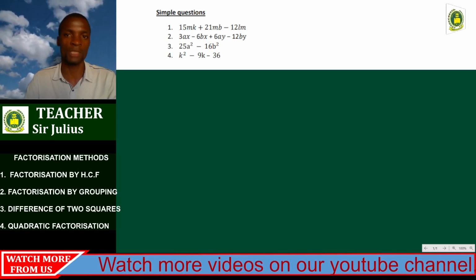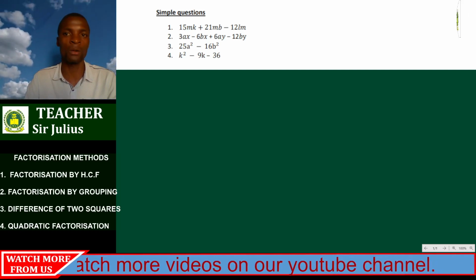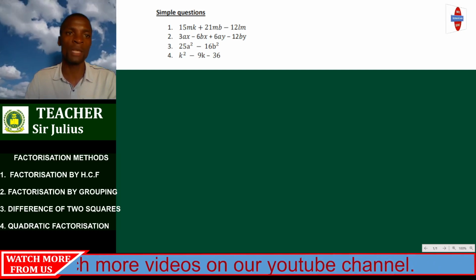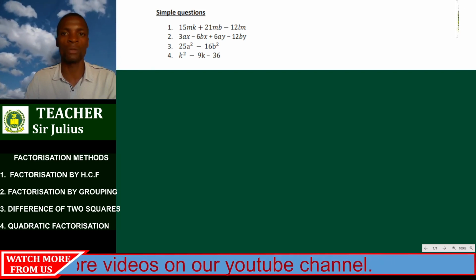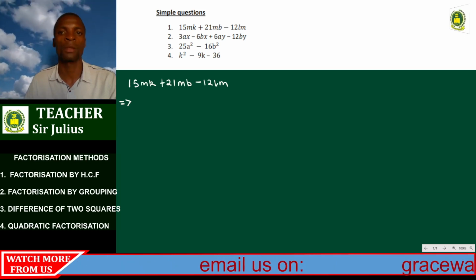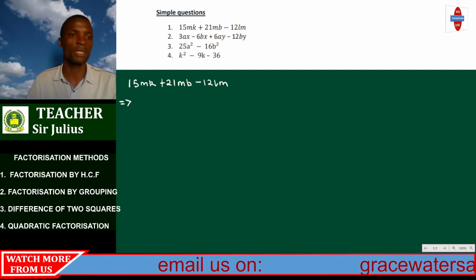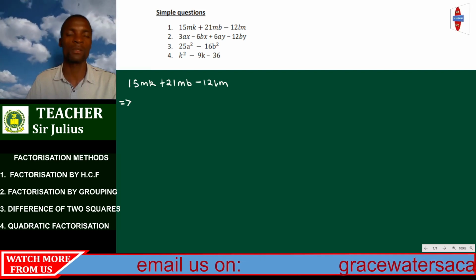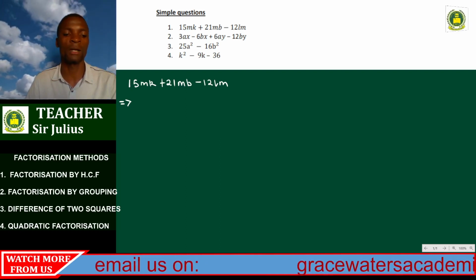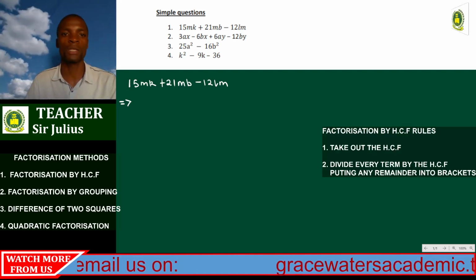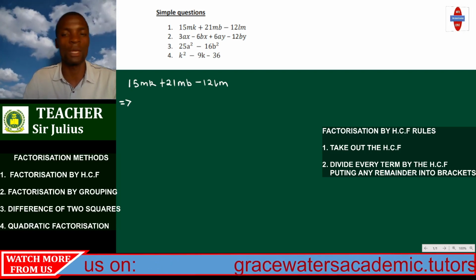Right, so trying then to explain the stages of factorization by HCF, I have got question 1 on the screen, which is reading 15MK plus 21MB minus 12LM. Let's see how we factorize this thing together. Okay, so to try and show you how we do factorization by HCF, the question is on the screen. Now let me put the rules also on the screen so that you can find it easy. So the rules of factorization by HCF are these ones. Please make sure that you know and remember these rules.